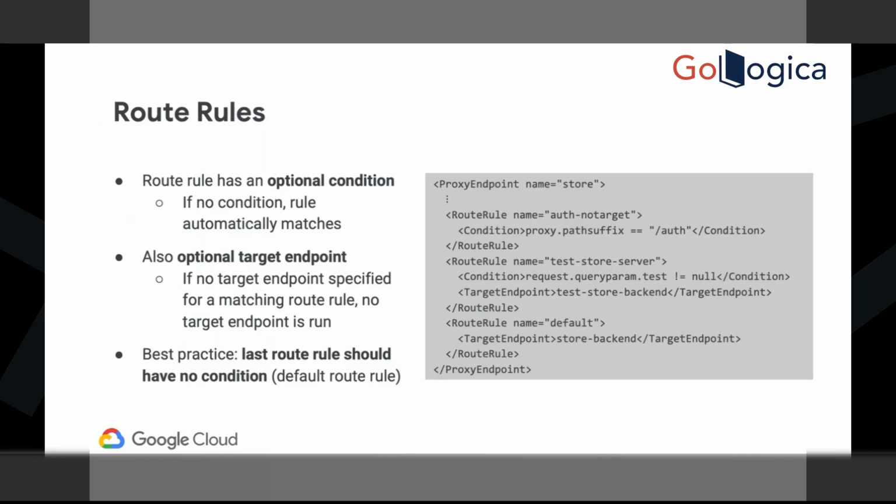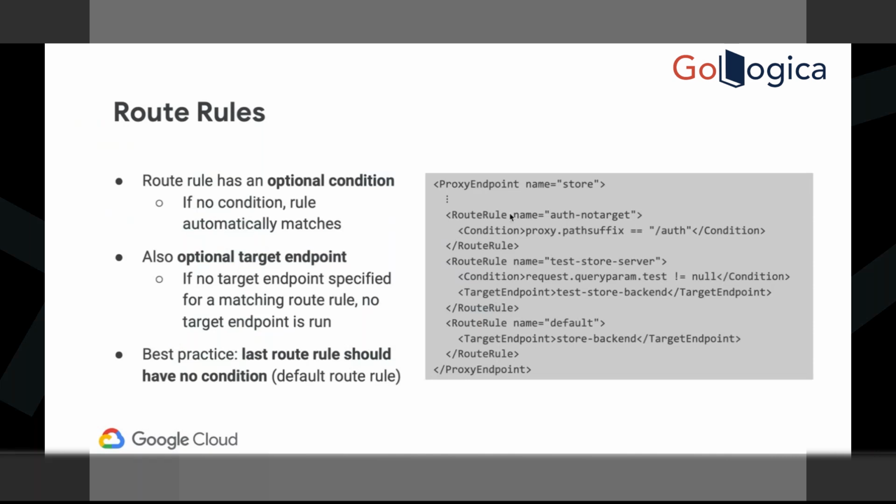Okay, the test one. So in the first one, you see only the condition is there. There is no target endpoint. In the second scenario, we have both condition and target endpoint. The third one is the default. There is no condition required, so you just give the target endpoint. If none of them are matching, this is the default one. You go to the store backend like this. Okay, so that is how it usually works.